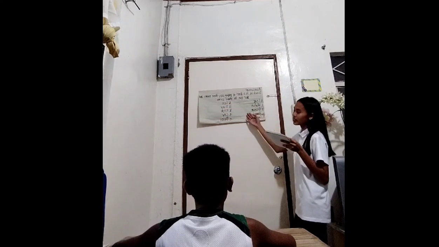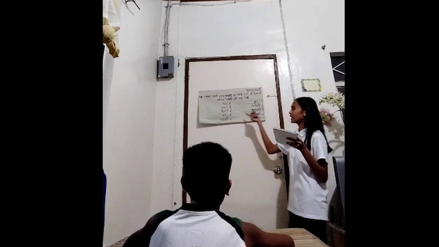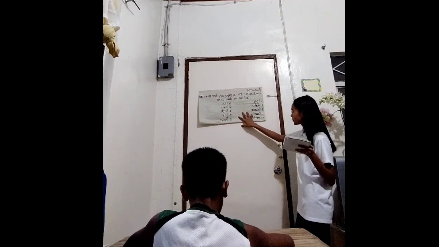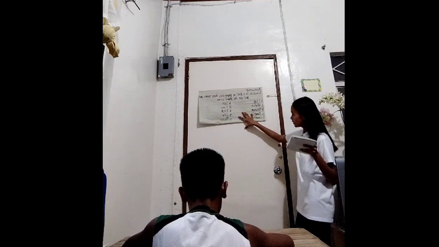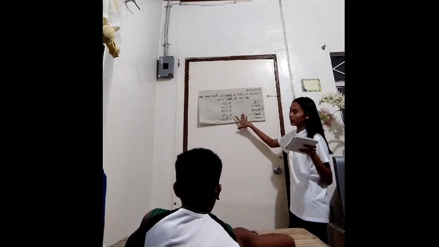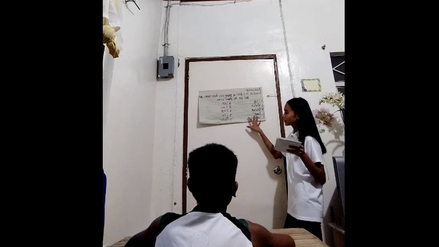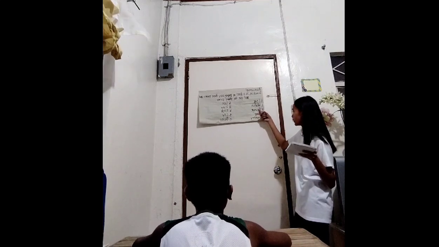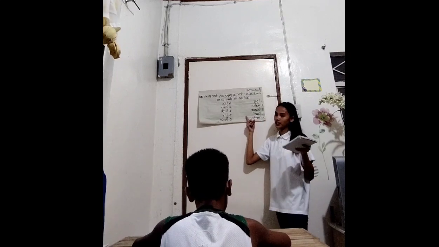Number 3, orange. What is the plural noun of orange? Okay, by adding s, orange will become oranges. Orange is a singular noun, and oranges is a plural noun. And then number 4, group. What is the plural form of group? Groups. Okay, by adding s like number 3. Group is a singular noun, and groups is a plural noun.